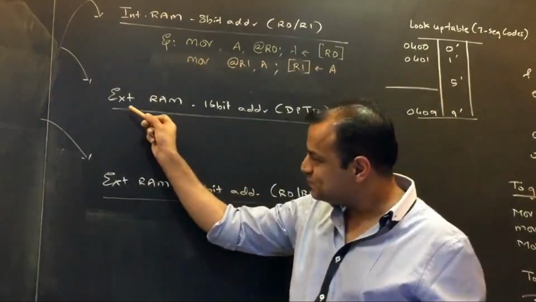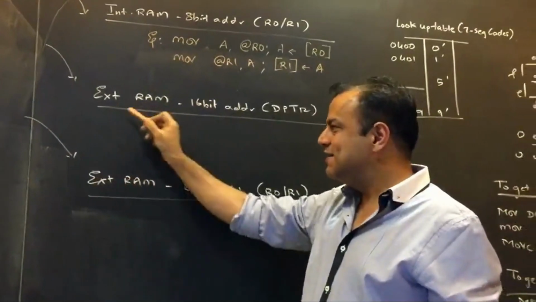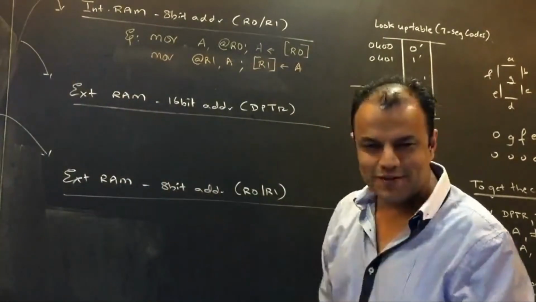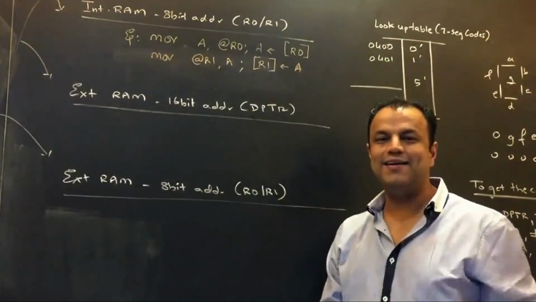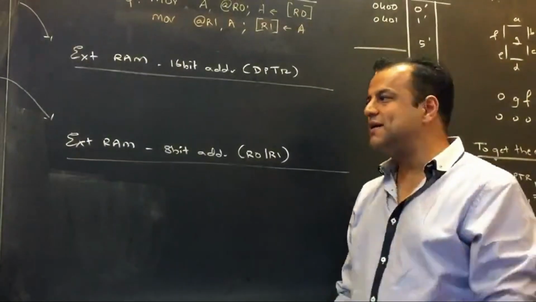Now, this was indirect addressing mode for internal RAM. This is indirect addressing mode but for external RAM. For external RAM, what's the difference? The concept is the same, just that the address now is a 16-bit address. So it won't be given by R0 or R1, it will be given by DPTR.